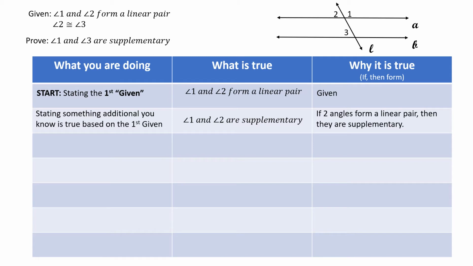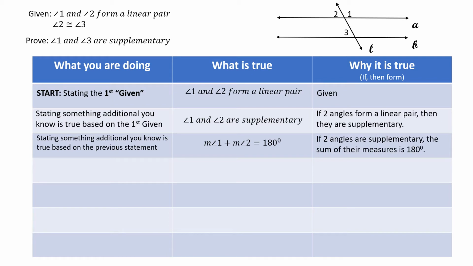Okay, now what? Say something else that you know. So what do you know about supplementary angles? Just in general, you know their measures add up to 180 degrees. So the measure of angle 1 plus the measure of angle 2 equals 180 degrees. Why? If two angles are supplementary, then their measures add up to 180 degrees. We're just going to write that down.